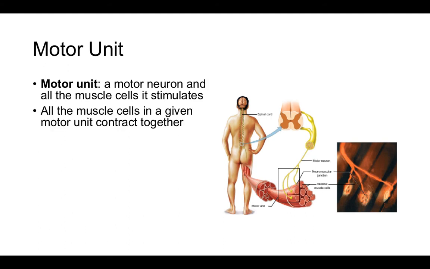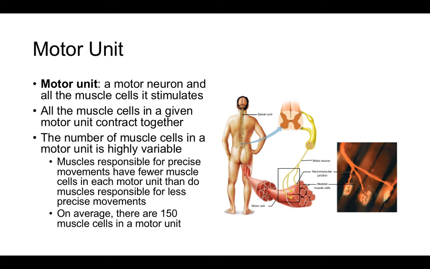Now, all the muscle cells in a given motor unit contract at the same time, which is why larger muscle groups have fewer motor units and smaller muscle groups that produce fine movement have more motor units.